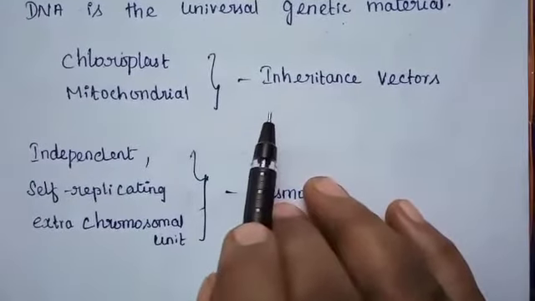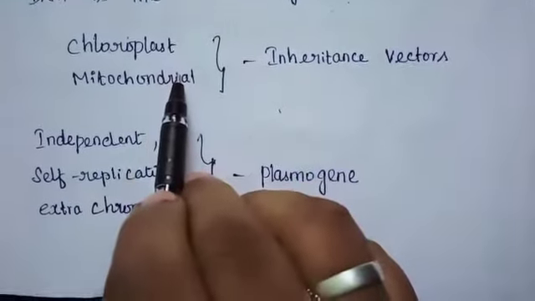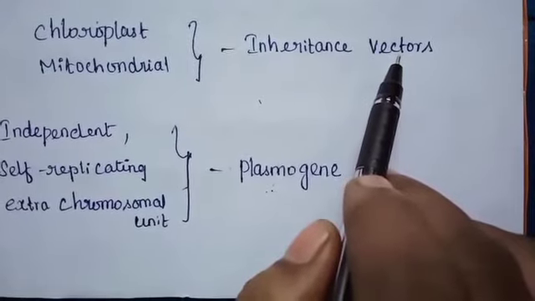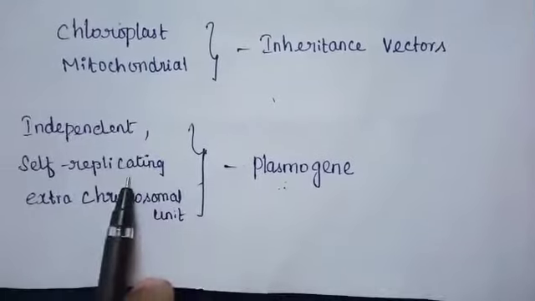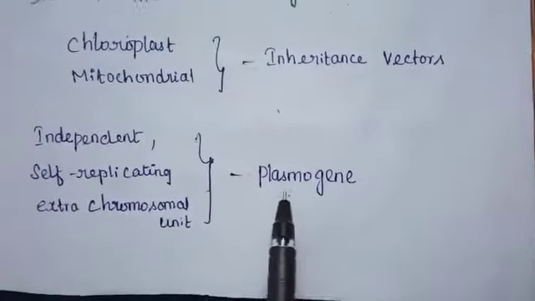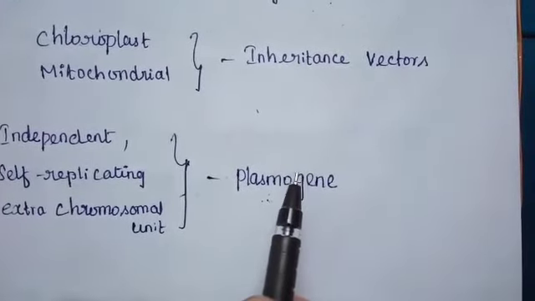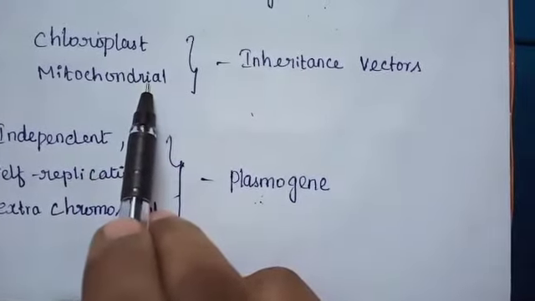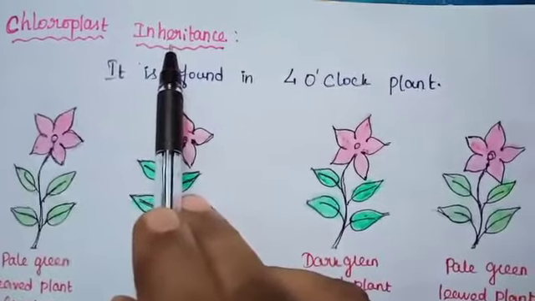Since it involves cytoplasmic organelles such as chloroplast and mitochondria that act as the inheritance vector. It is based on an independent self-replicating extrachromosomal unit called the plasmogene. This plasmogene is responsible for cytoplasmic inheritance in chloroplast and mitochondria. So first one, chloroplast inheritance.